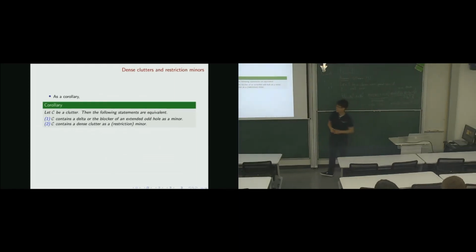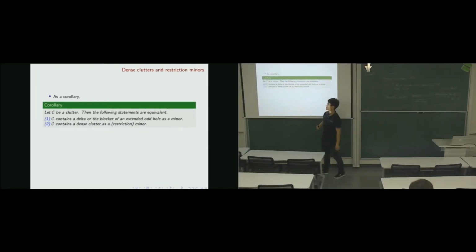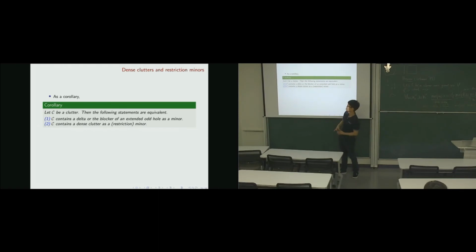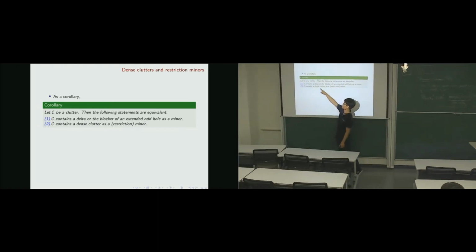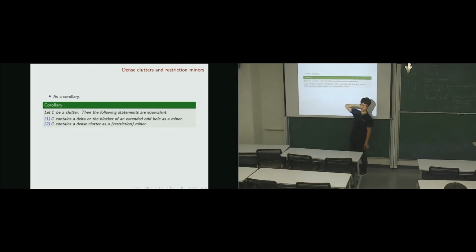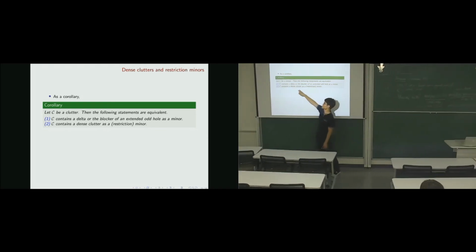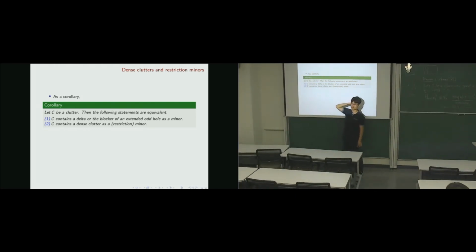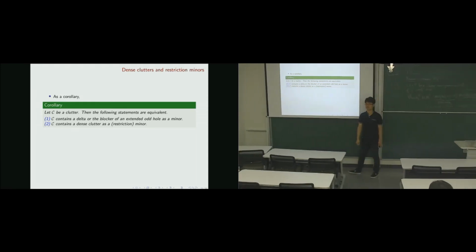So this will imply the following corollary. So I wanted to find the delta or the blocker of an extended odd hole as a minor, but that's the same as finding a dense clutter as a minor. Let's just forget about restriction for now, right? Because a dense clutter contains a delta or the blocker of an extended odd hole, and then these themselves are dense. Okay.